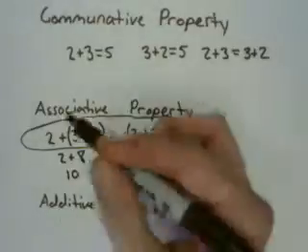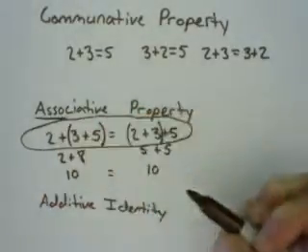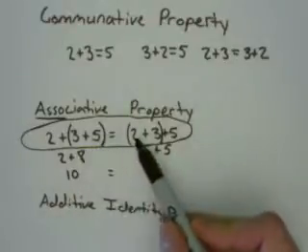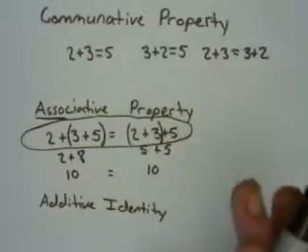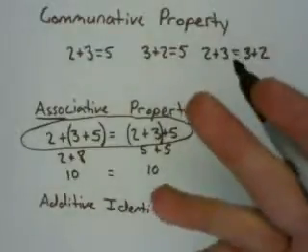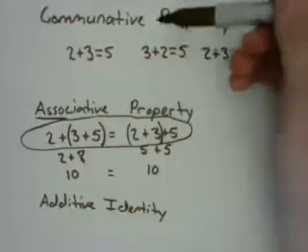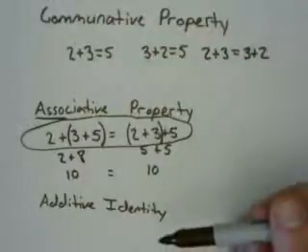And I remember this by ASSO. Always stays the same order. If they are in the same order and parentheses moved, then it is the associative property. However, if any of the numbers would have switched positions, it would have been actually the commutative property.